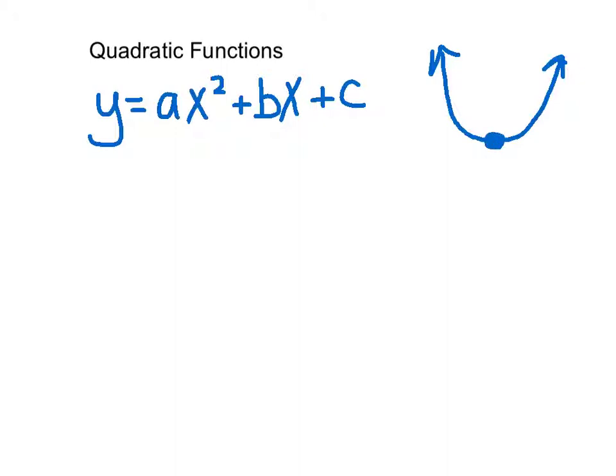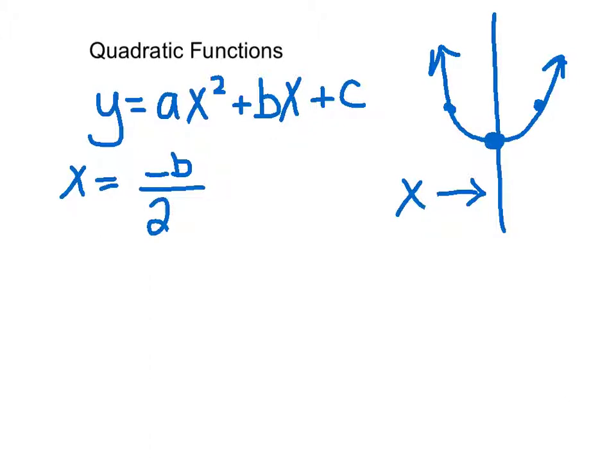They have a vertex, which is the turning point, and a line of symmetry. So each part is a mirror image of the other part. The line of symmetry is found with this formula: x equals negative b over 2a. The y-intercept for this is just c.